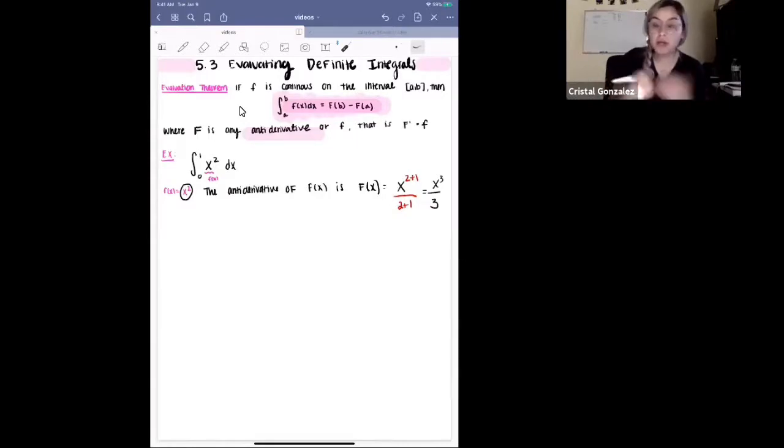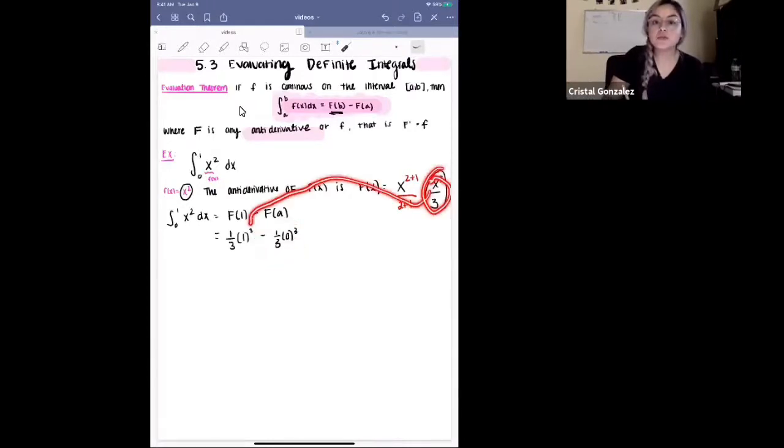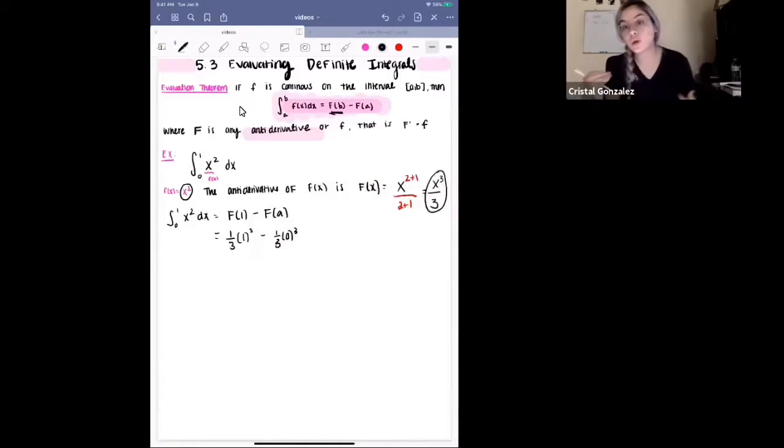Now that we have our capital F of x, this evaluation theorem says that the integral from 0 to 1 of x squared dx is equal to capital F of 1, so capital F of B, minus capital F of A. My capital F is x cubed divided by 3, so that's actually going to be 1 over 3 times 1 cubed, minus 1 over 3 times 0 cubed. All I did here was use my antiderivative and plug it into these values, F of 1 minus F of A. That's how we're going to be evaluating that area under the curve, so we no longer have to use Riemann sums.